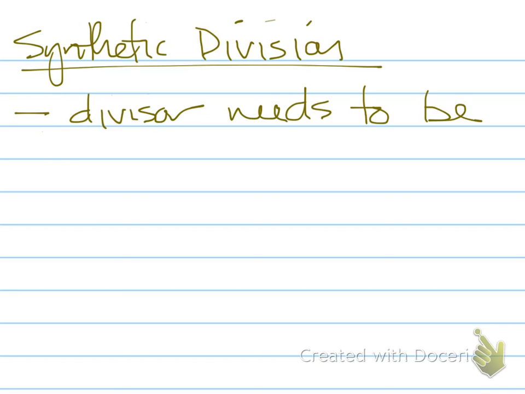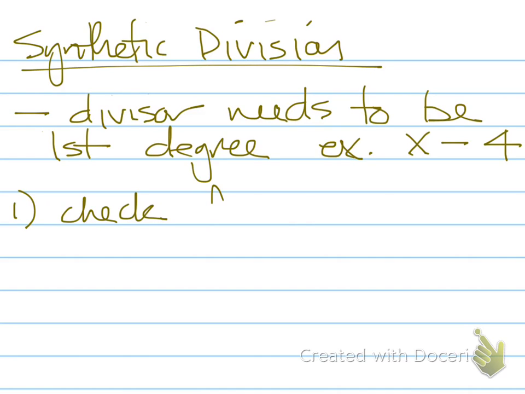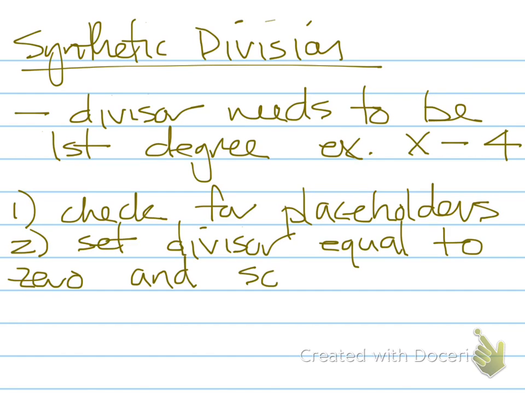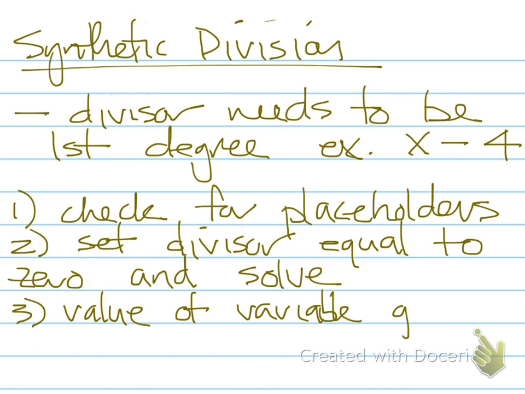Now, synthetic division, it's a faster process. However, you can't use synthetic division in all scenarios. You can only use synthetic division when the divisor is in the format variable plus or minus a constant. So first thing you're going to do again is check for placeholders. Then you're going to set the divisor equal to 0 and solve. Once you solve for the value of the variable, you're going to put that quantity inside the box.